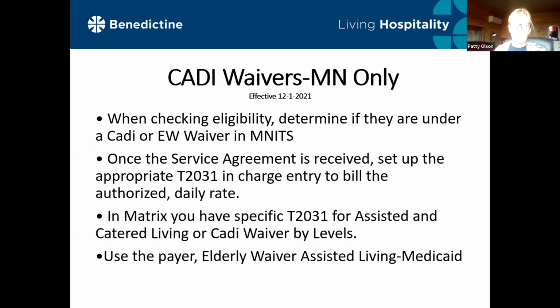So once the service agreement is received, then you would set up the appropriate T2031 in-charge entry to bill the authorized daily rate. In Matrix, you have the specific T2031 for assisted living and catered living, and then the CADI waivers. There are T2031s for private pay, for elderly waiver, and for the CADI waivers. So make sure you're picking the right level in Matrix and identifying those CADI waivers if they are CADI, and then using the elderly waiver for the elderly waiver payers.